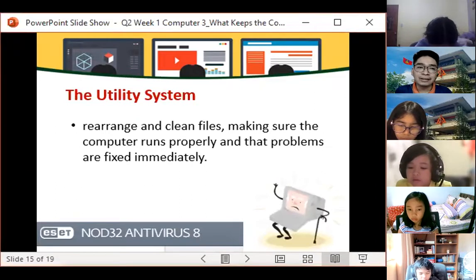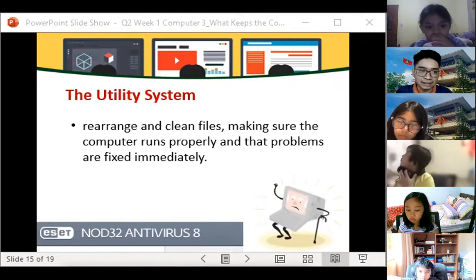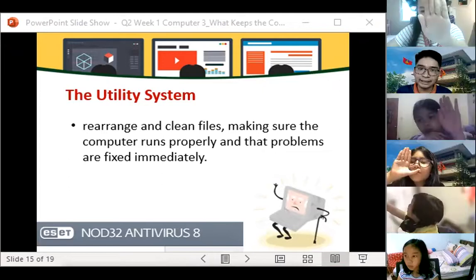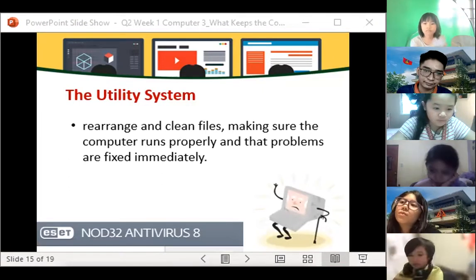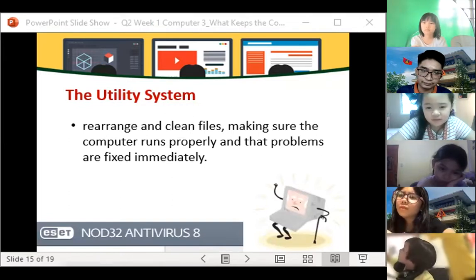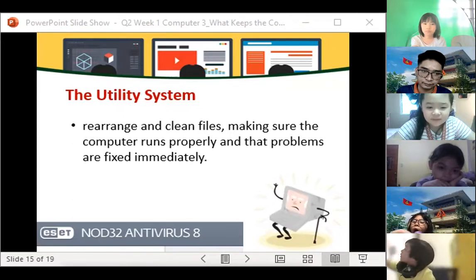So, let's go now naman sa utility system. Ito, napaka-short lang ito at napakadaling intindihin. What is a utility system? Kindly read, Katrin. Rearrange and clean files, making sure the computer runs properly and that problems are fixed immediately.